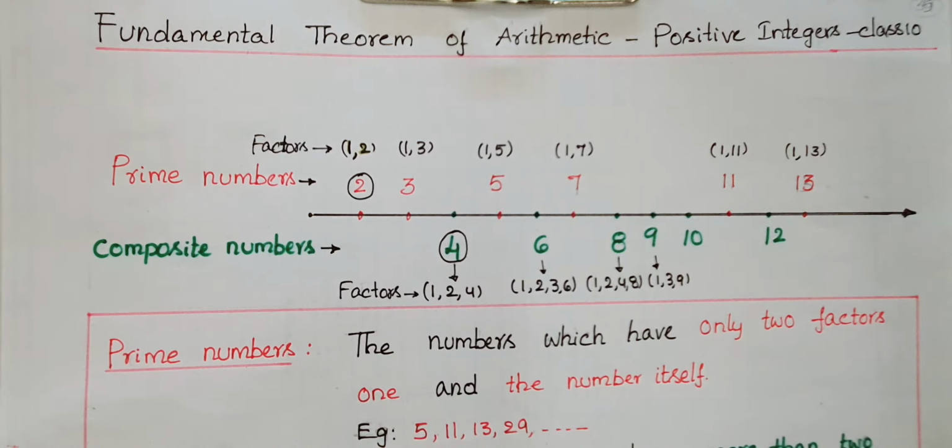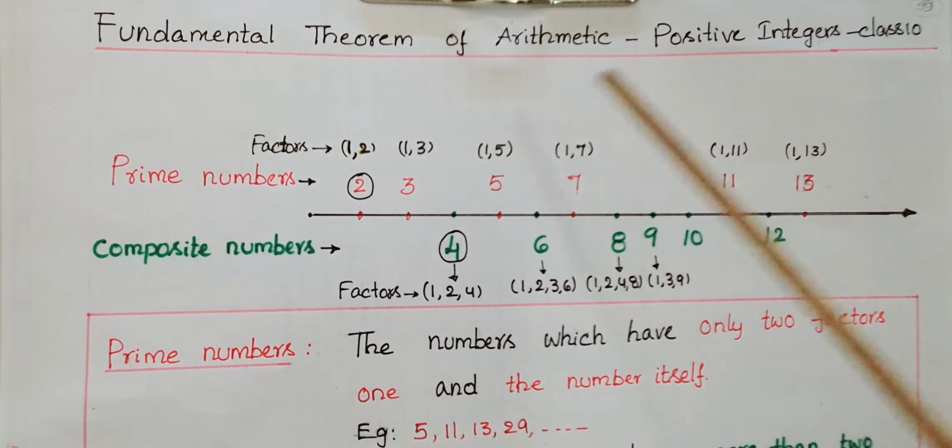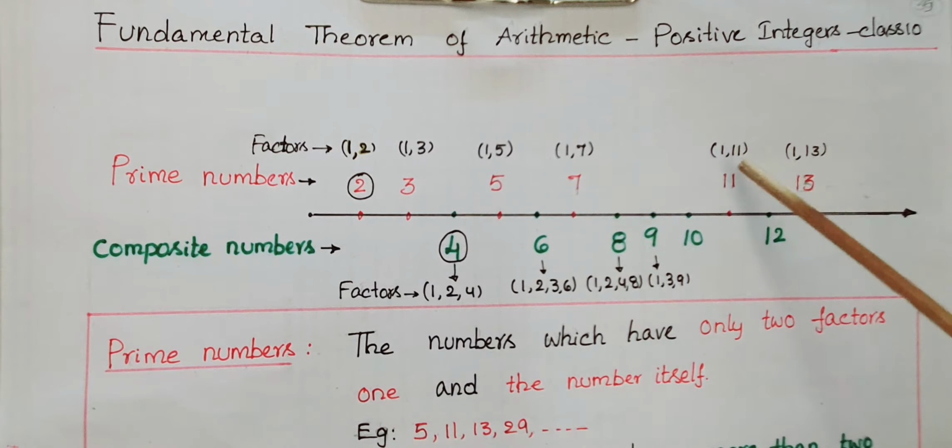Hello everyone. Today I am going to tell about the fundamental theorem of arithmetic. Before going to discuss this, I am going to tell about what are prime numbers and what are composite numbers. See this number line here: 2, 3, 5, 7, 11, 13, etc.